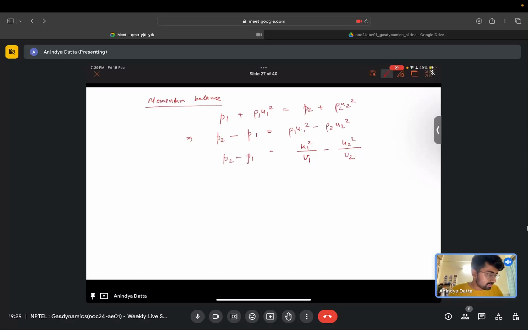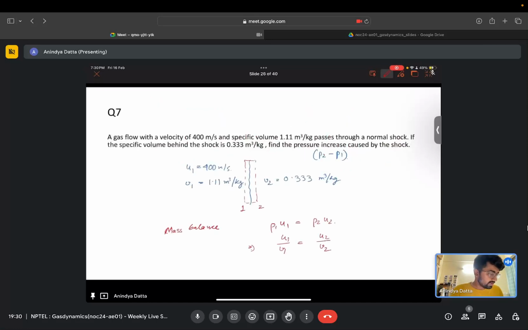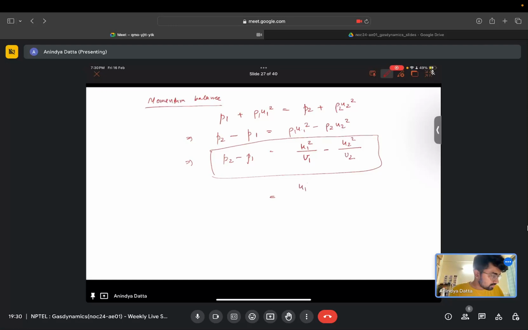Just remember that we are not invoking anything about the normal shock equations. It's just a simple application of the momentum balance and mass balance. We don't know u2, so u2 you can replace from the continuity equation. So u2 is equal to v2 by v1 u1, so u2 square is v2 by v1 u1 square.